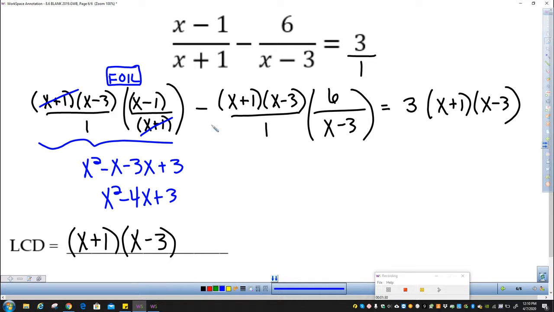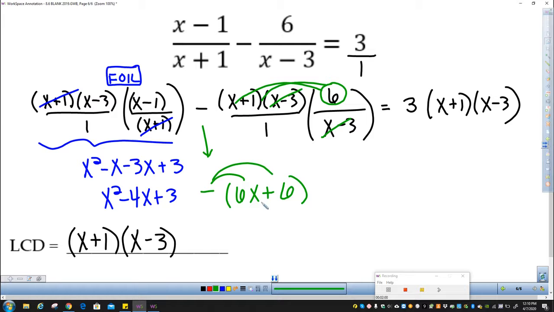Now we're going to bring down the subtraction sign before we start into the next part. Notice how the x minus 3 on top is going to cancel with the x minus 3 on the bottom, leaving us with 6 multiplied by the quantity x plus 1. The 6 is going to distribute to both parts. The 6x plus 6, the result of distributing, needs to go inside parentheses because the subtraction sign in front is going to subtract both parts. So eventually it's going to be minus 6x minus 6.